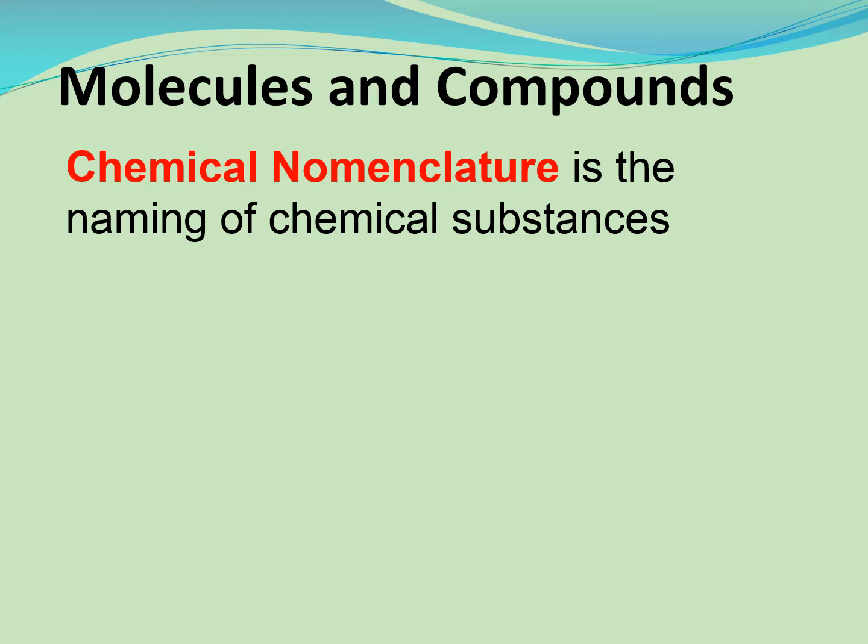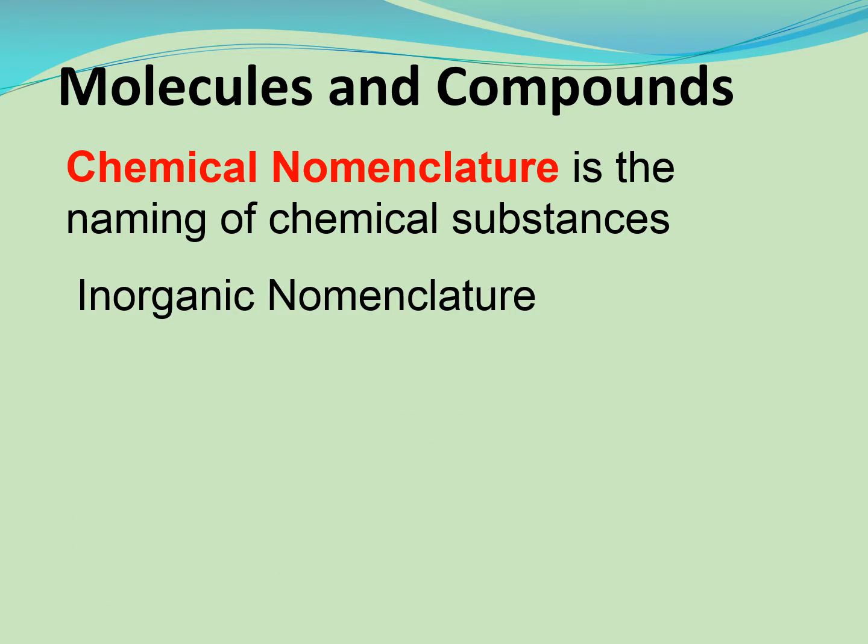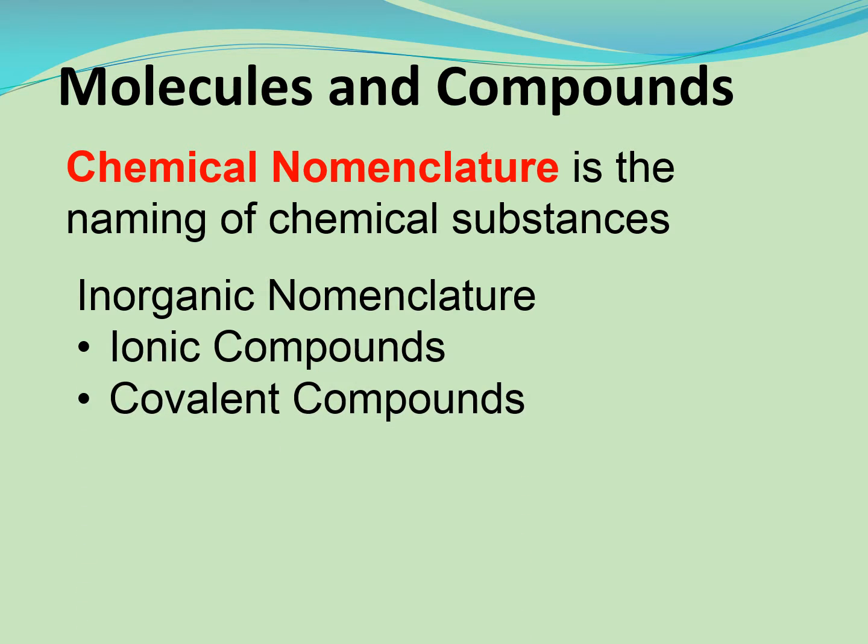So chemical nomenclature is the naming of chemical substances. And under the guise of inorganic nomenclature, there are ionic compounds and covalent compounds. And I'm going to address a little bit about the differences between ionic and covalent compounds. There is also organic nomenclature, and that is a broad regime covering mostly compounds involving carbon and hydrogen. We'll touch on some of that in Chemistry 134, but this is primarily taught in organic chemistry.